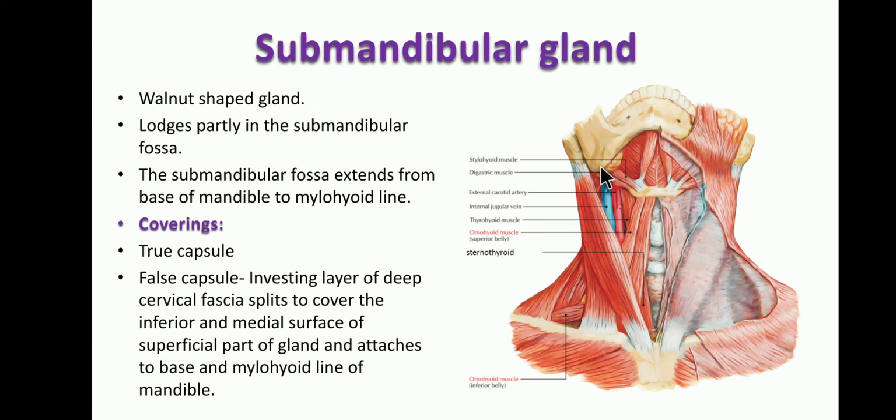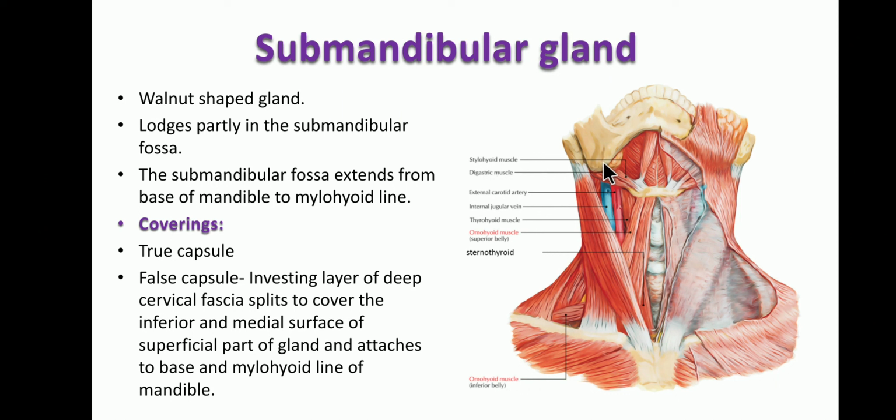At the region of the submandibular gland, what happens? The fascia splits to enclose the gland. When it splits, it will cover the inferior surface, and then when it goes deeper, naturally it will cover the medial surface, because the lateral surface of the gland is intimately related to the submandibular fossa of the mandible.